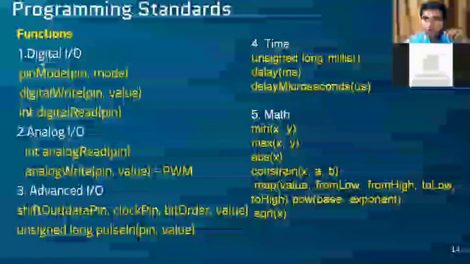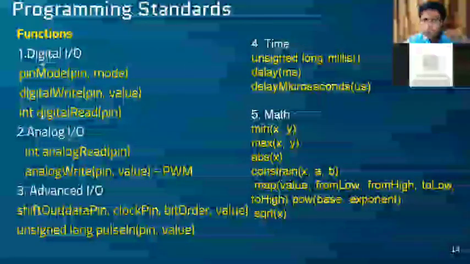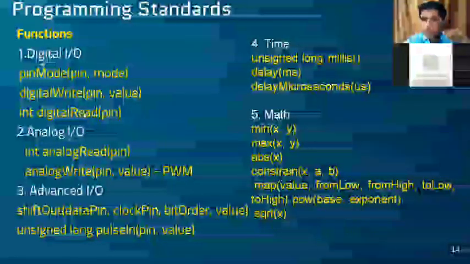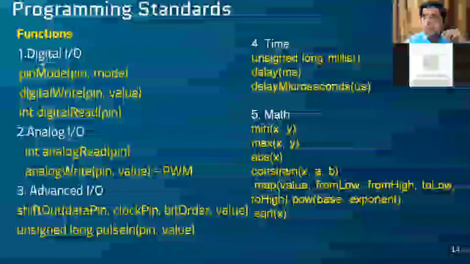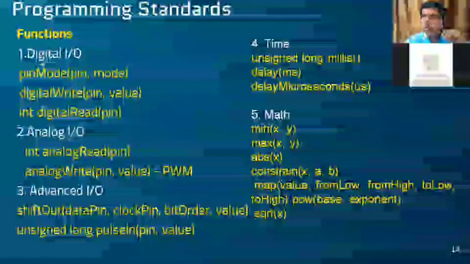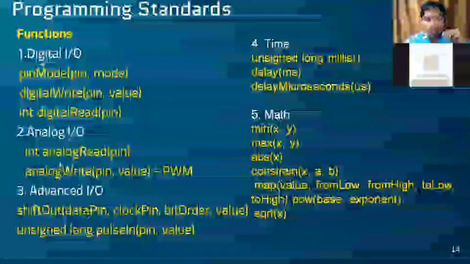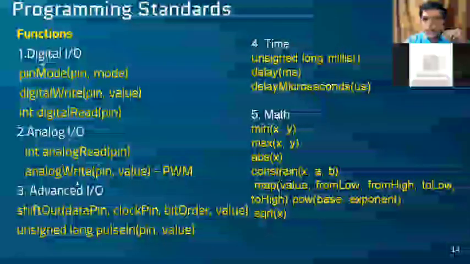And if you are using any integer value, so int digitalRead, if you are reading any digital value, you have to use digitalRead. And in the same way in analog form, if you are taking analog input or output, you have to write int analogRead or analogWrite.